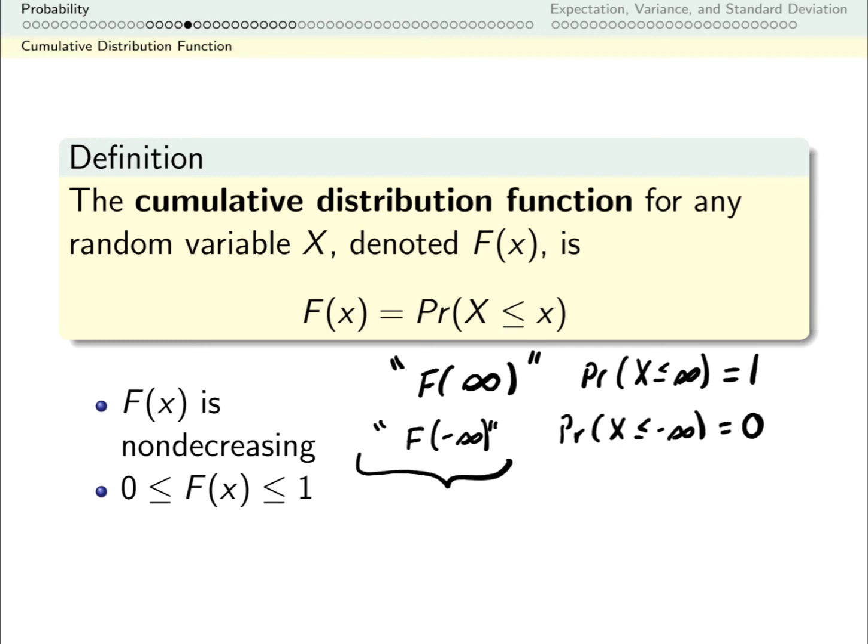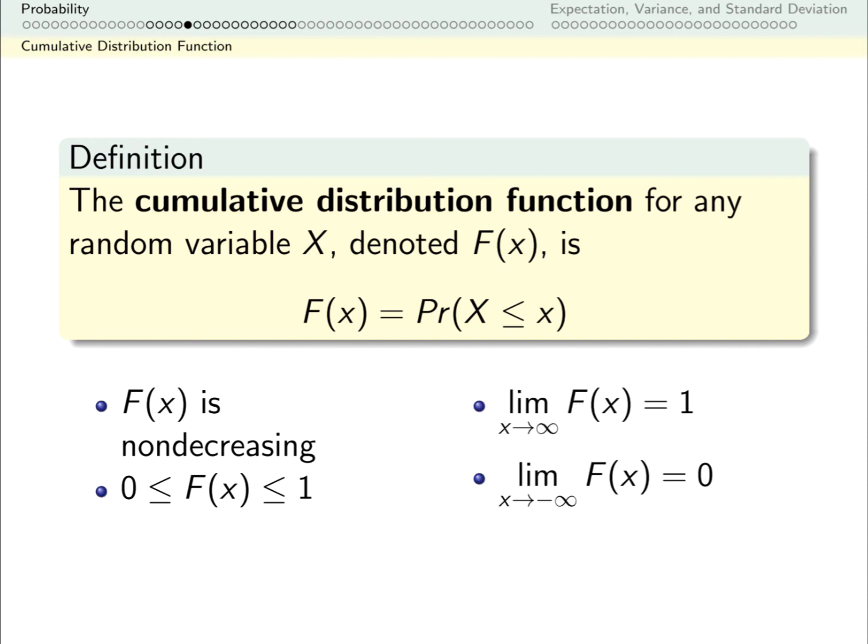Okay, so these don't work because I'm not allowed to plug in things that aren't numbers into my function. What I can write and be formally correct is the limit as x goes to infinity of my cumulative distribution function is 1. And the limit as x goes to negative infinity of my cumulative distribution function is 0. So these are 4 properties that every cumulative distribution function must have. And for our purposes, we're going to say if you have any function that makes these 4 things true, that is a cumulative distribution function.